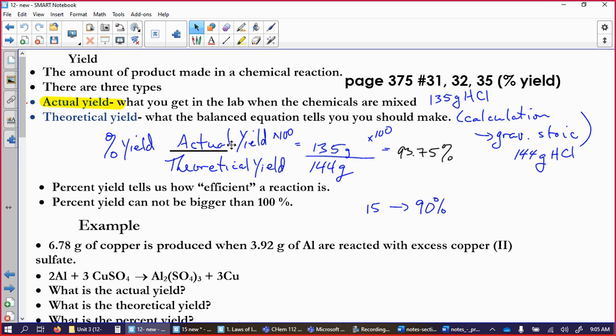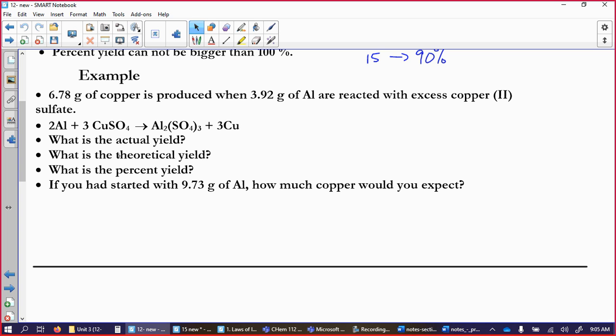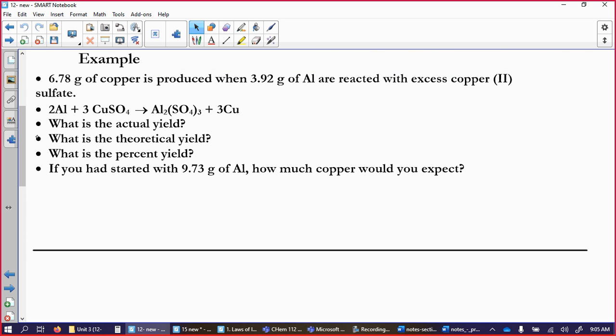Your percent yield is a percentage. I got 135 out of 100 possible, 144. So that gave us a percentage yield of 93.75. Today I'm going to go over this one here. What is the actual yield? What is the theoretical? What is the percent? If you start with 9.73 grams of aluminum, how much copper would you expect? And that's kind of the end of that.